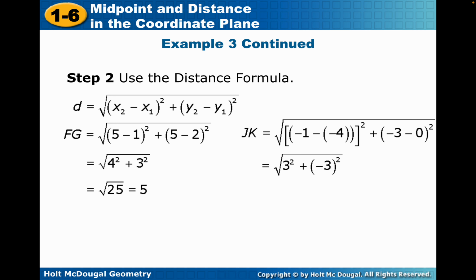A lot of people mess that up when they solve these. So we got 9 plus 9, so it gives us square root of 18. It just went ahead and simplified the radical, okay? But we're not going to worry about that now. I would just have you leave your answer as square root 18. All right? So in this case, those two segments are not congruent. They do not equal each other.